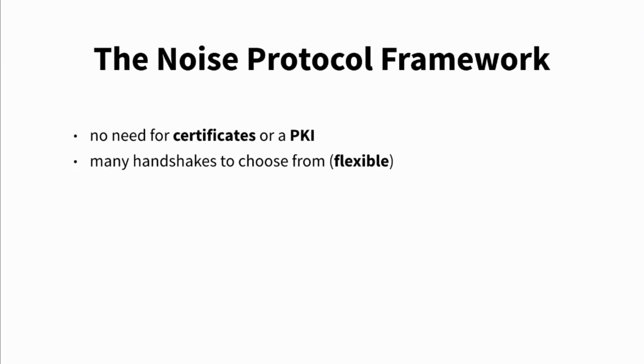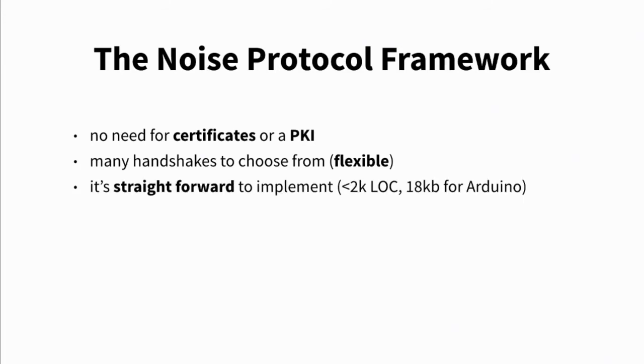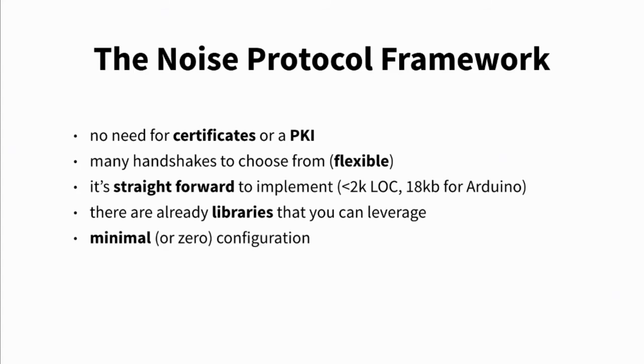Once you know what you want to use for your specific setup, it's very straightforward to implement. It's around 2,000 lines of code if you want to implement the whole of Noise. And usually you just want to implement one part. You don't have to implement it yourself, of course. You already have libraries in all major languages to use it. So you just use these libraries and you build your own protocol out of that. And once you have what you want, there is a minimal configuration or zero configuration, and it just works.